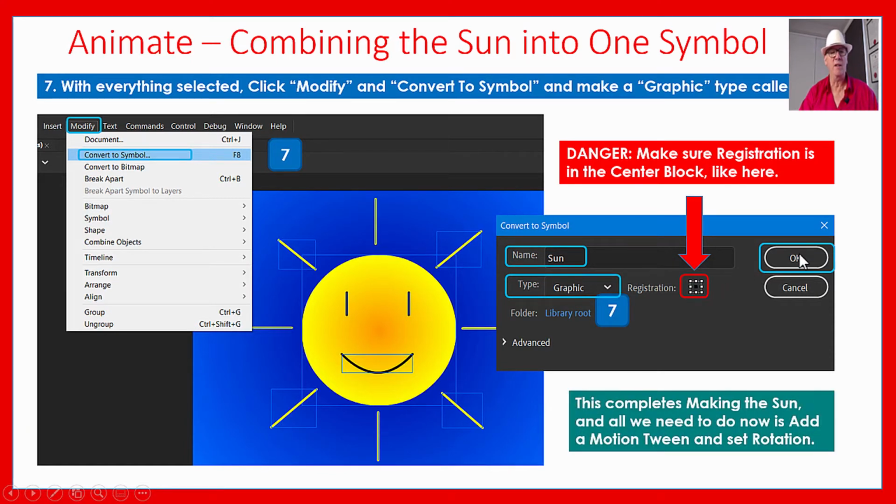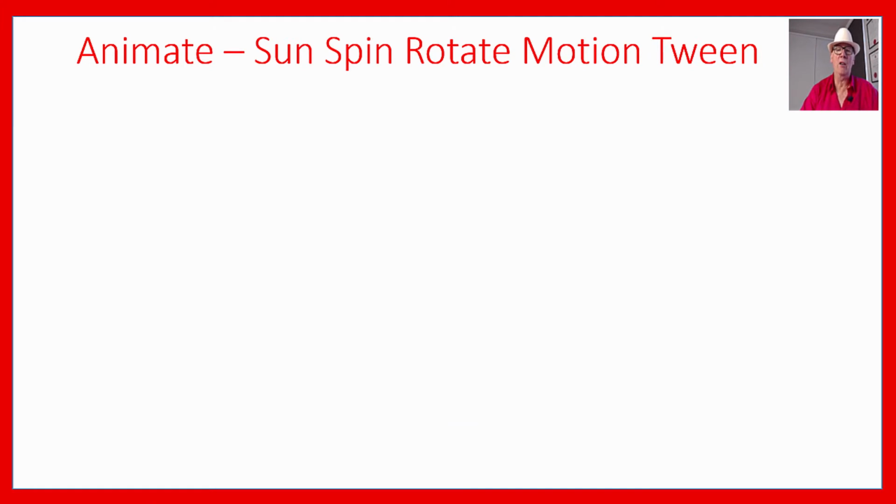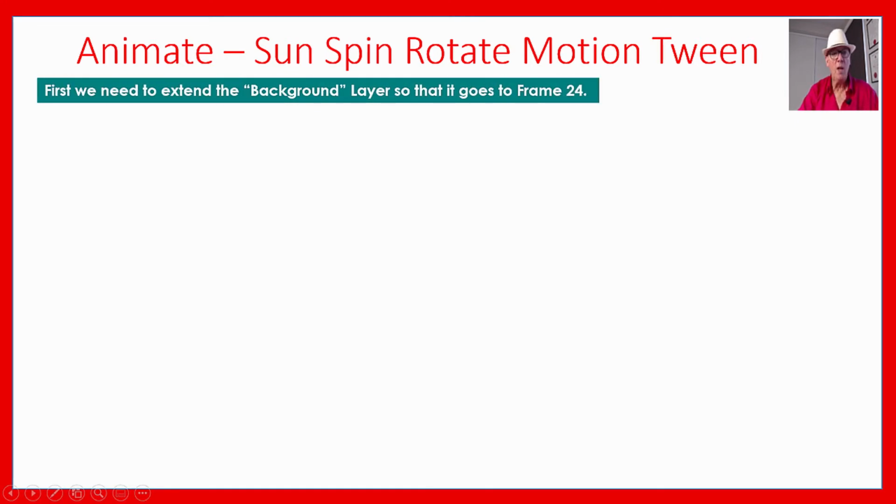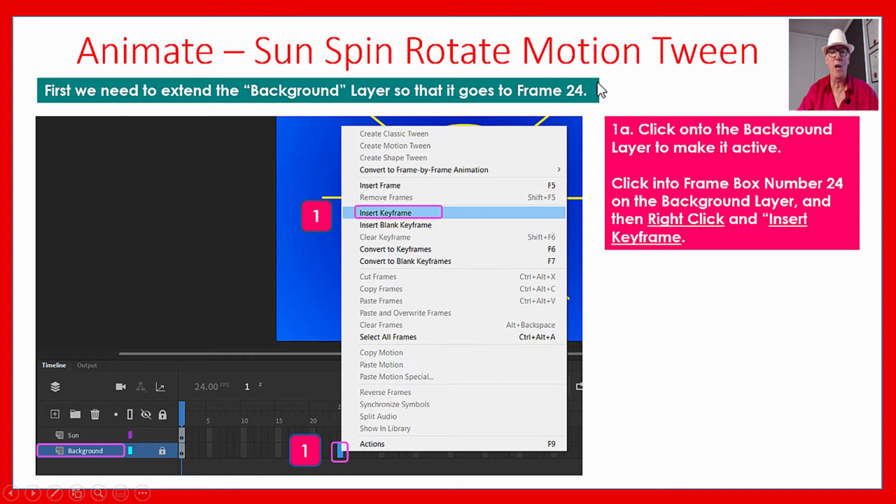And that completes making the sun, and we've now converted it to a symbol, which will have behind the scenes saved it into our Animate library. And we're just ready for the second part, which is to make it spin round continually. So first we need to extend our background layer so it goes all the way up to frame 24. Now how you do that is just click back in the background layer. You don't actually have to undo the padlock, and just click in box number 24.